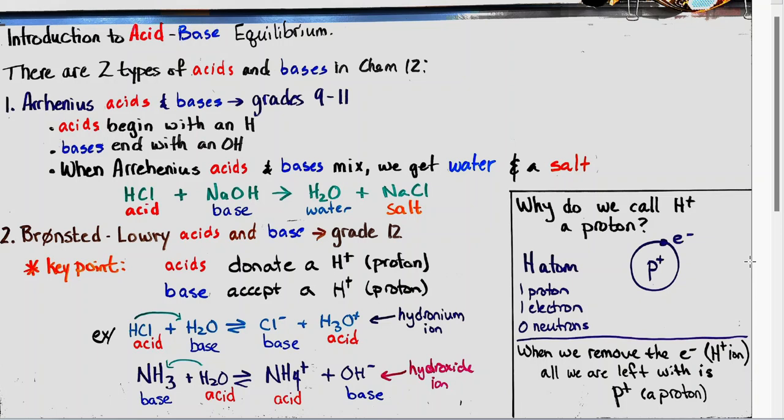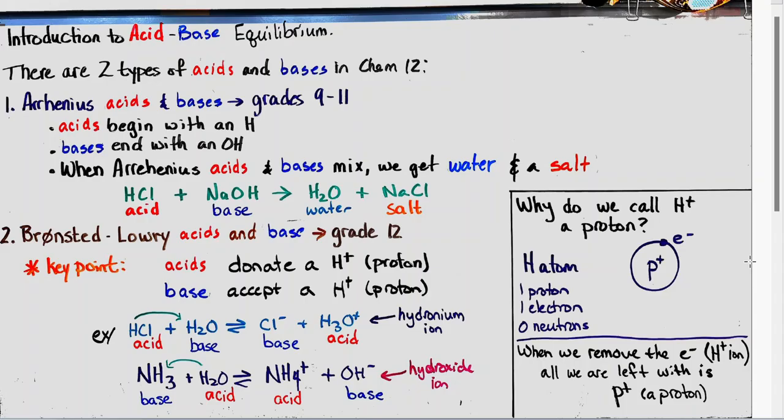Hi everybody, we're going to talk about acid-base equilibrium today. Now in grade 9, 10, and 11 you basically learn about Arrhenius acids and bases, and we basically said to you that acids begin with a hydrogen and bases end with a hydroxide, and when we mix them together we get a water and a salt, an ionic compound of some type.